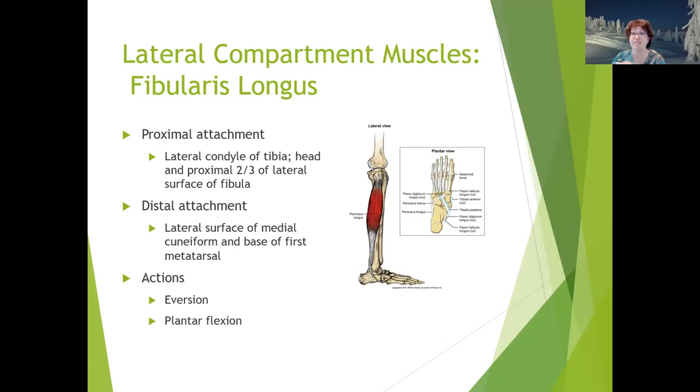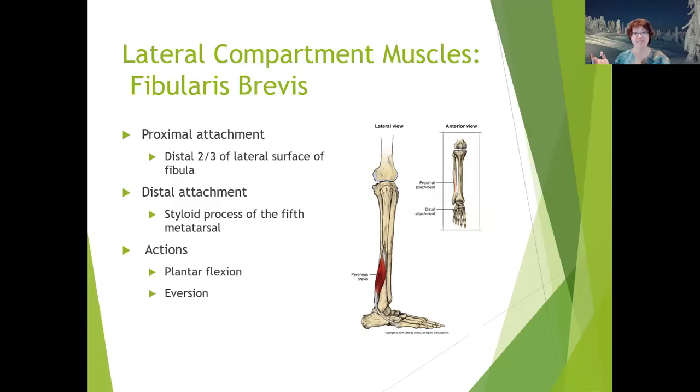The tibialis anterior goes down the anterior part of the ankle and goes down the medial side of the foot and attaches to the same place. So the fibularis longus and the tibialis anterior form what's called the stirrup of the foot, where they help actively support the arch. Pretty neat, right? So the fibularis longus does eversion and plantar flexion.